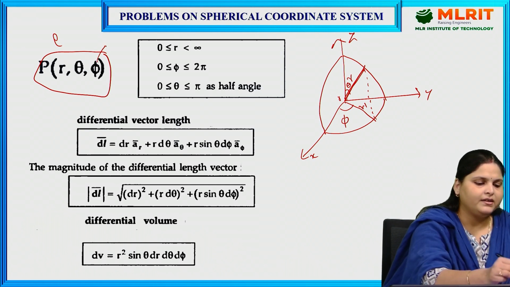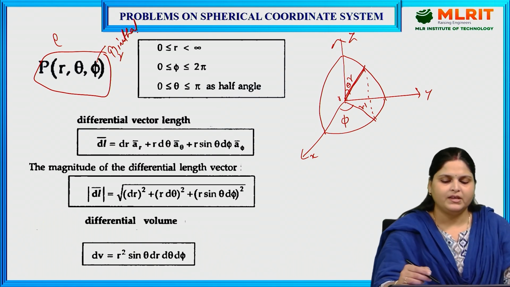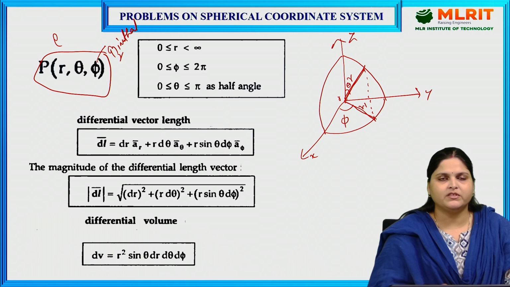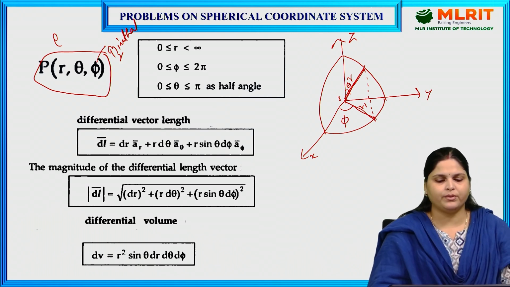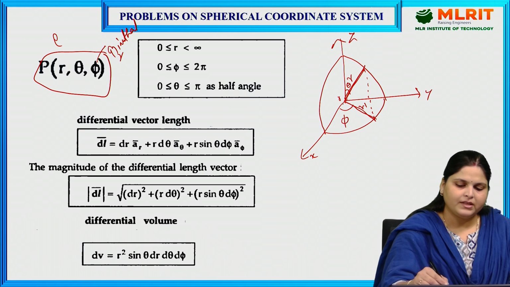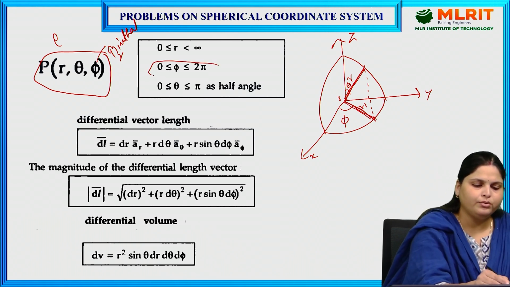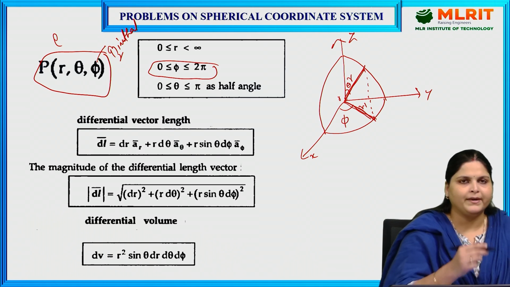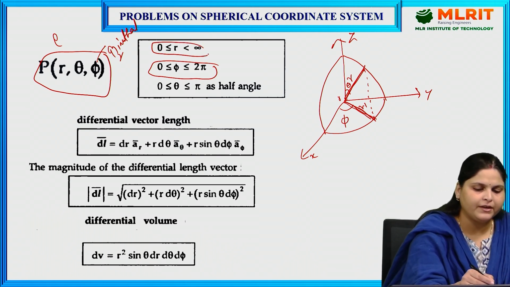This angle is the azimuthal angle, just like in the cylindrical system. The azimuthal angle is the angle which is measured from the x-axis in the anti-clockwise direction. The range of the azimuthal angle is 0 to 2 pi. The range of r is from 0 to infinity.